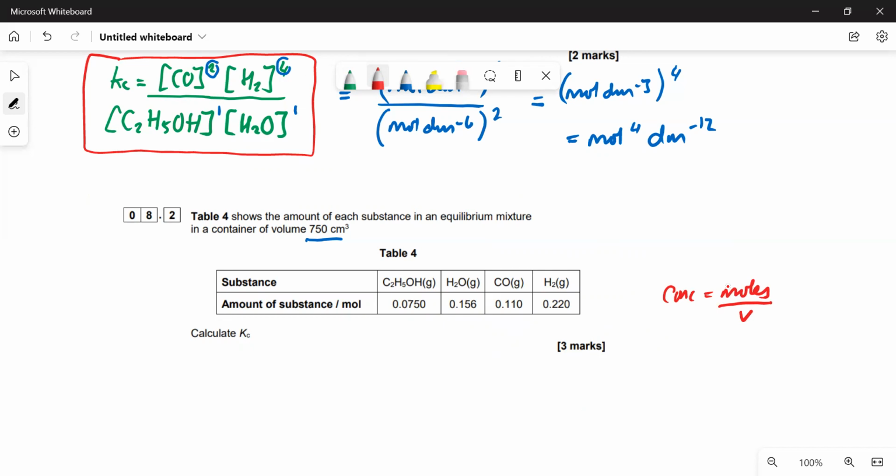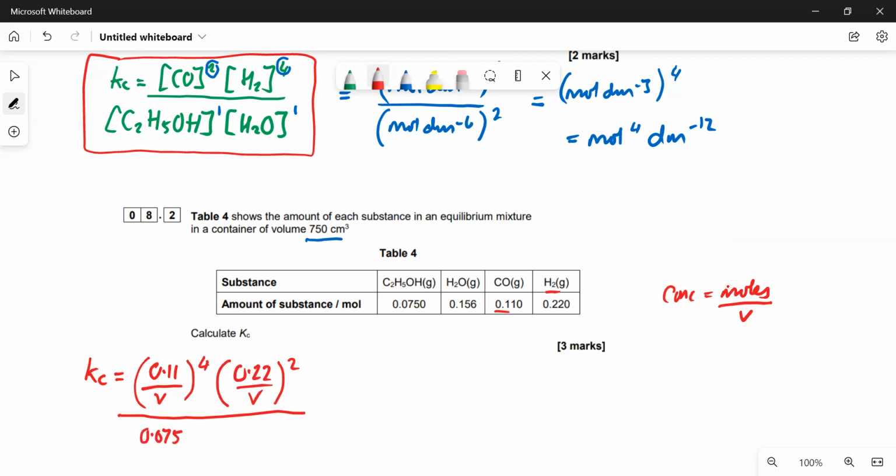So I'm going to put that in there. Okay, so let's do that. We get Kc is equal to the carbon monoxide, so that's 0.1 over V all to the power of 4. And then the hydrogen, that's 0.22 over V all to the power of 2, divided by the concentration of ethanol, which is 0.075 over V, multiplied by the concentration of water, which is 0.156 over V. Right, we know what V is.